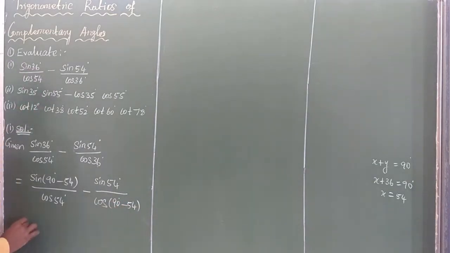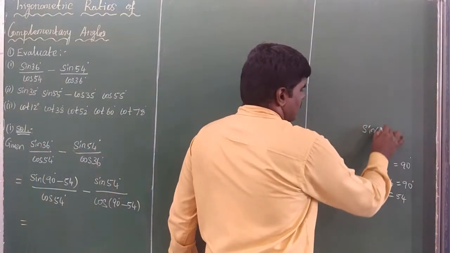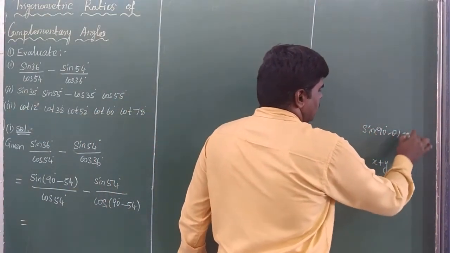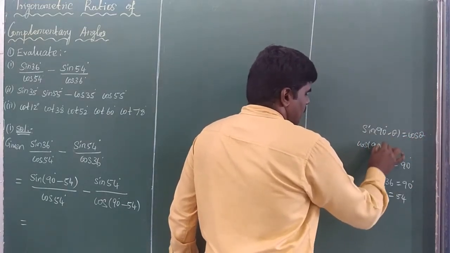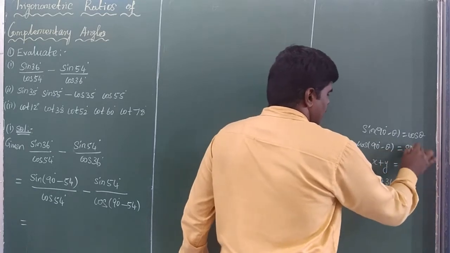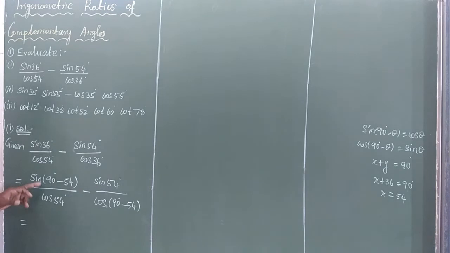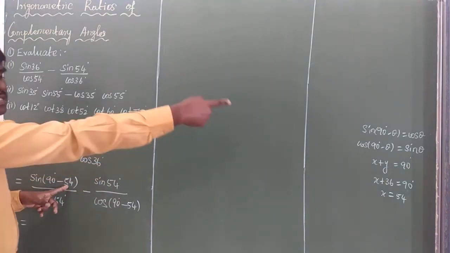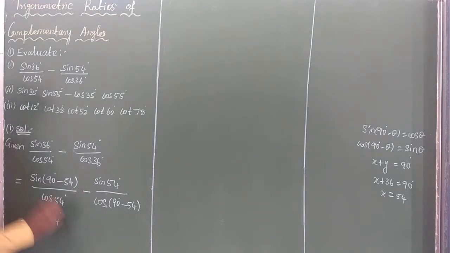We know the formula: sin of 90 minus theta is equal to cos theta. Similarly, cos of 90 minus theta is equal to sin theta. Applying sin of 90 minus theta with theta as 54 degree, sin of 90 minus 54 means cos 54 degree.